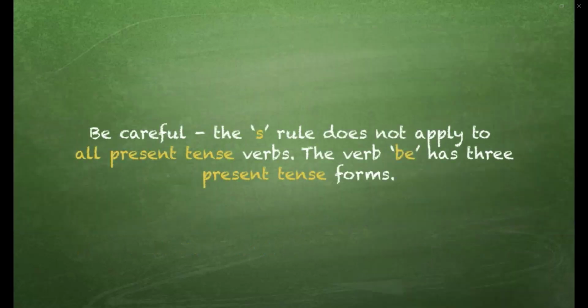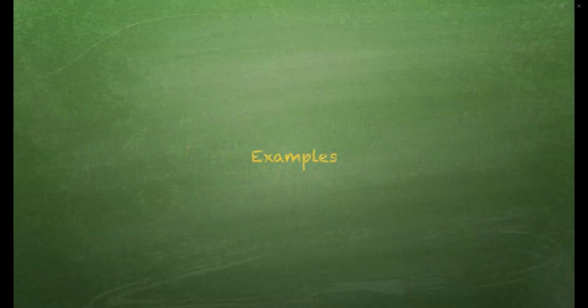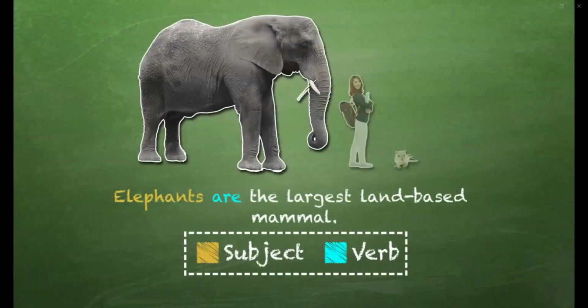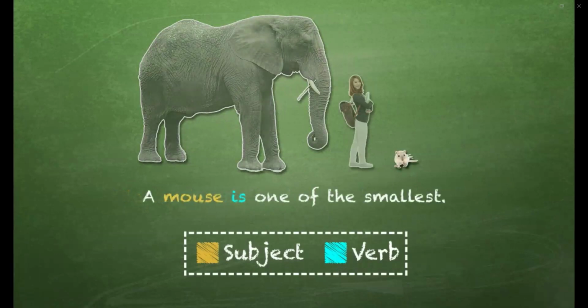Be careful. The S rule does not apply to all present tense verbs. The verb be has 3 present tense forms. Examples: Elephants are the largest land-based mammal. A mouse is one of the smallest. I am somewhere in between.